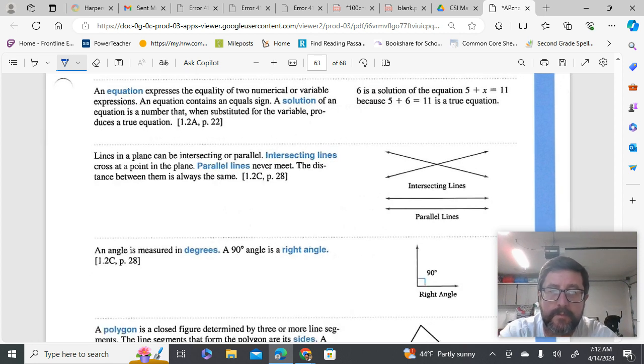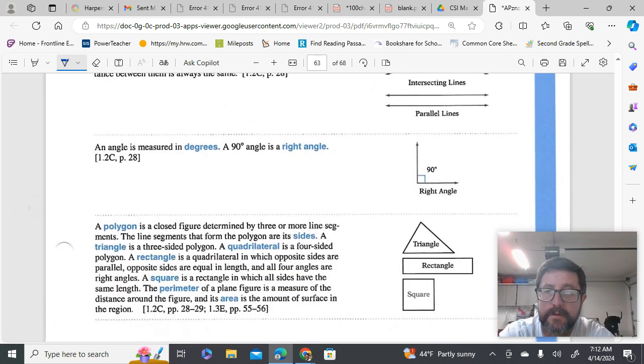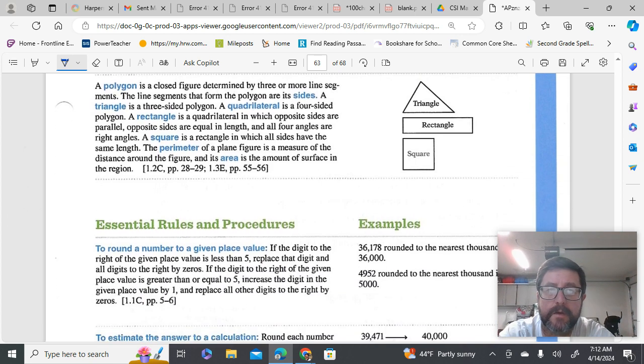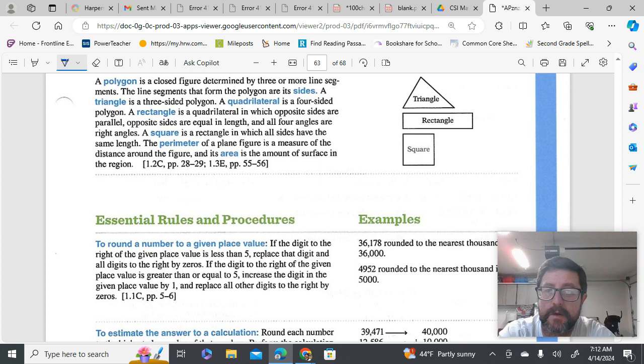An angle is measured in degrees. A 90-degree angle is a right angle. Right triangle. Remember angles being that big, but the total of a triangle, I believe, is 180 degrees. You'd have 360s.